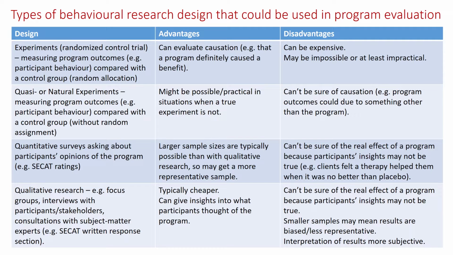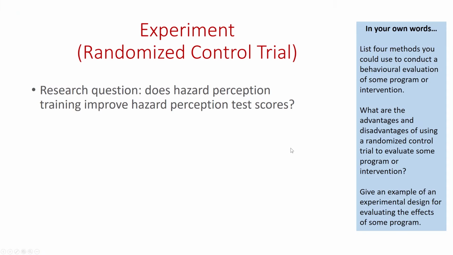Okay, so now let's look at an example of each of these four types of design. Let's talk about experiments first, or randomized control trials. Let's say our research question is about a hazard perception training intervention for drivers. Many of you will have done the hazard perception test that you need to go from a provisional 1 to a provisional 2 licence in Queensland, and as I'll be endlessly banging on about during the course, I created that hazard perception test, and we've created hazard perception training to go alongside that test.